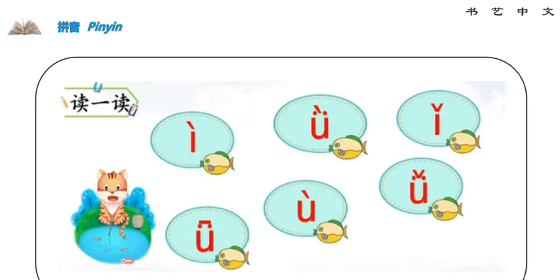Okay. Let's do a little exercise. There are 6 different syllables on this slide, right? Could you please read them one by one? It's your turn. Okay, let's check them together. Read after me. E, Ü, I, Ü, U, Ü.